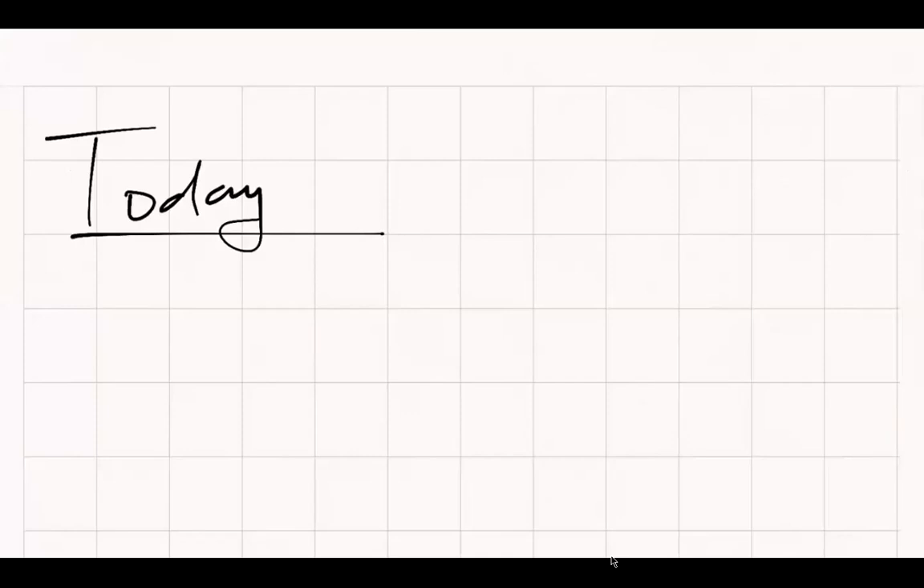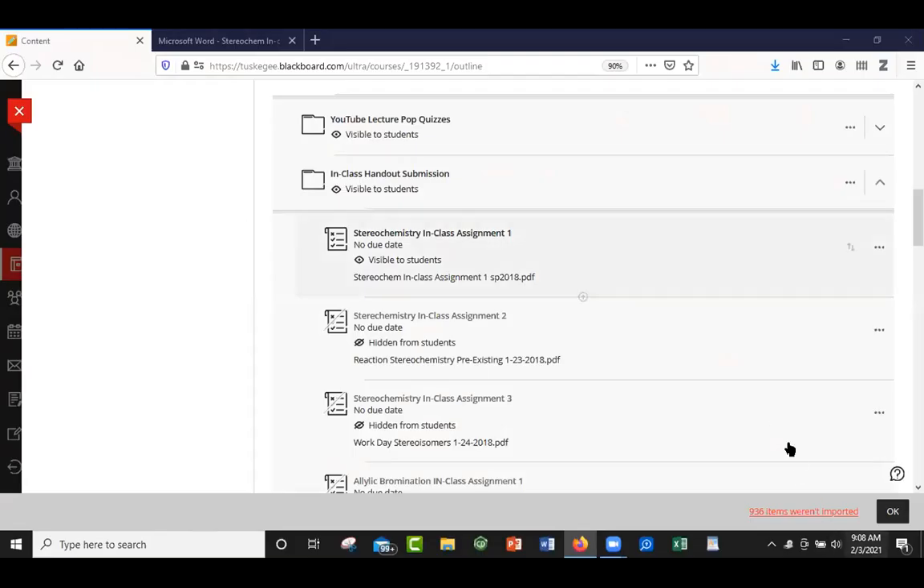Yeah, it should be, but it should be here too, though. So I'll have to figure out why that. Let me reshare and show you what I'm talking about. I need to be able to open this from the student view, and then that way I can see what's what. But I don't know how to do that yet. Like right here, you can see Stereochemistry in class assignment 1, spring 2018 PDF. So it's there. I just don't know why you're not able to see it.